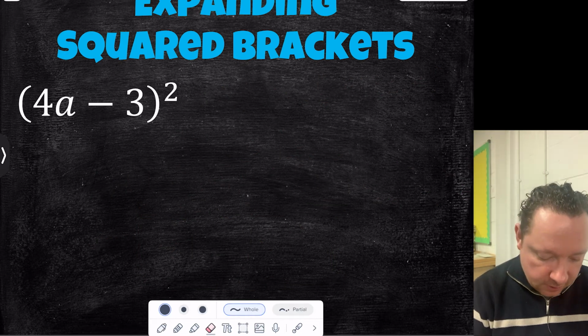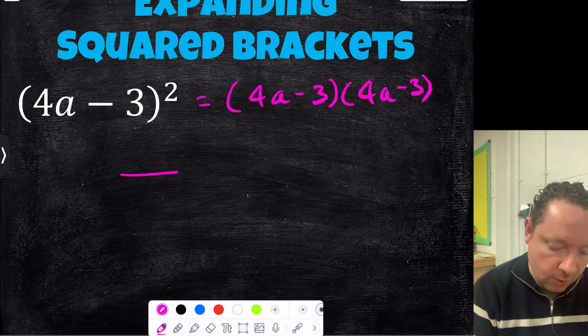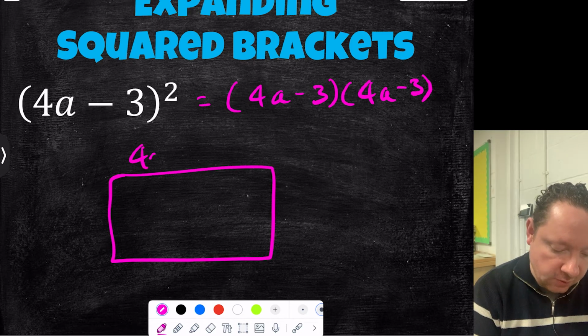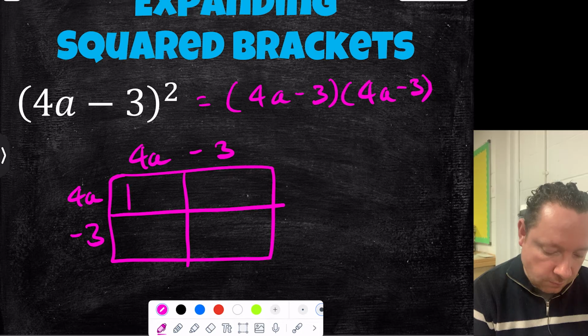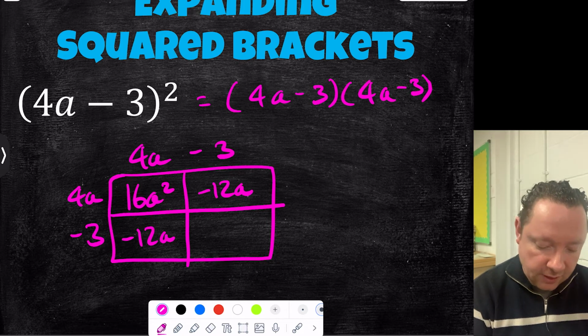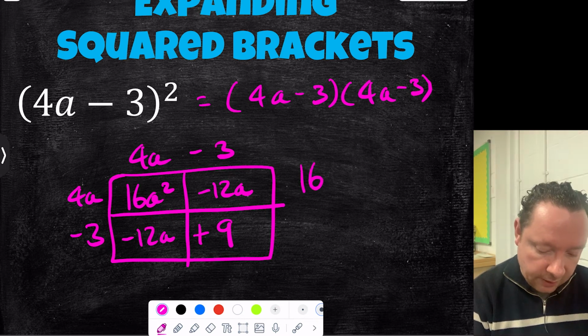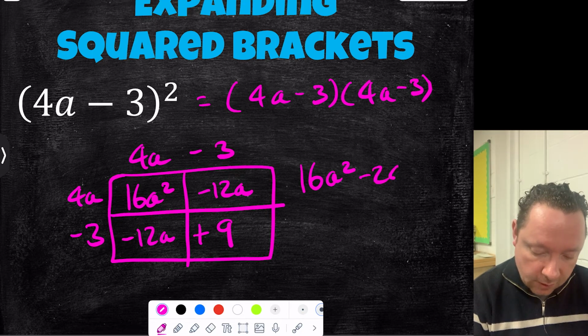Expanding squared brackets again, so we've got 4a minus 3 and 4a minus 3. Draw a box. 4a minus 3 and 4a minus 3. Splitting it up, we get 4 4s is 16a squared. 4 3s is 12, so minus 12a. 3 4s is 12, so another minus 12a. And 3 times 3 is 9. A minus times a minus is a plus. So outside the box, we get 16a squared minus 12 minus 12 is minus 24a, and then plus 9.